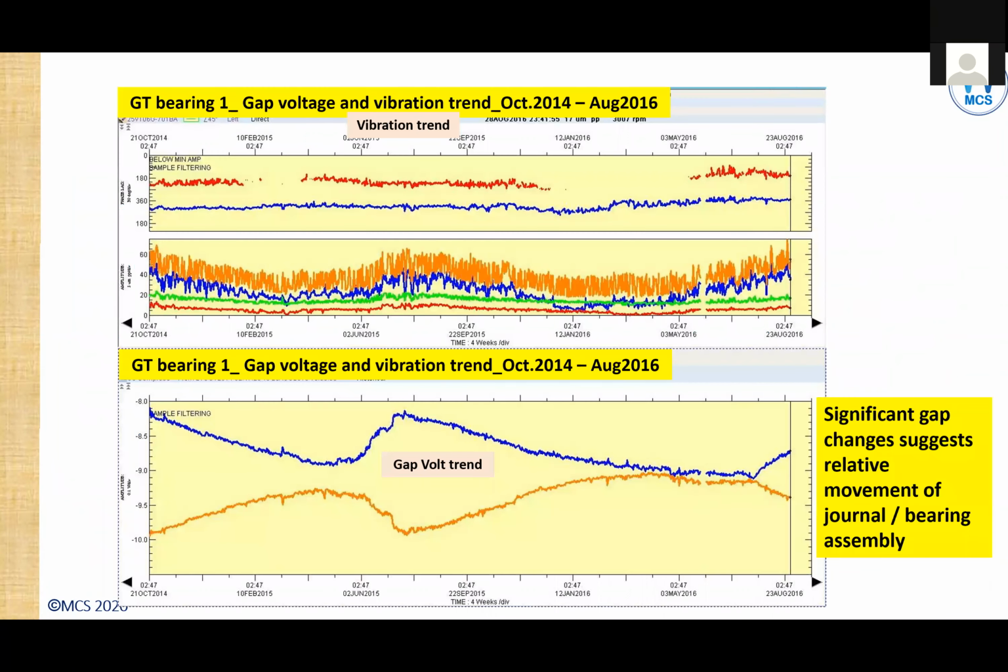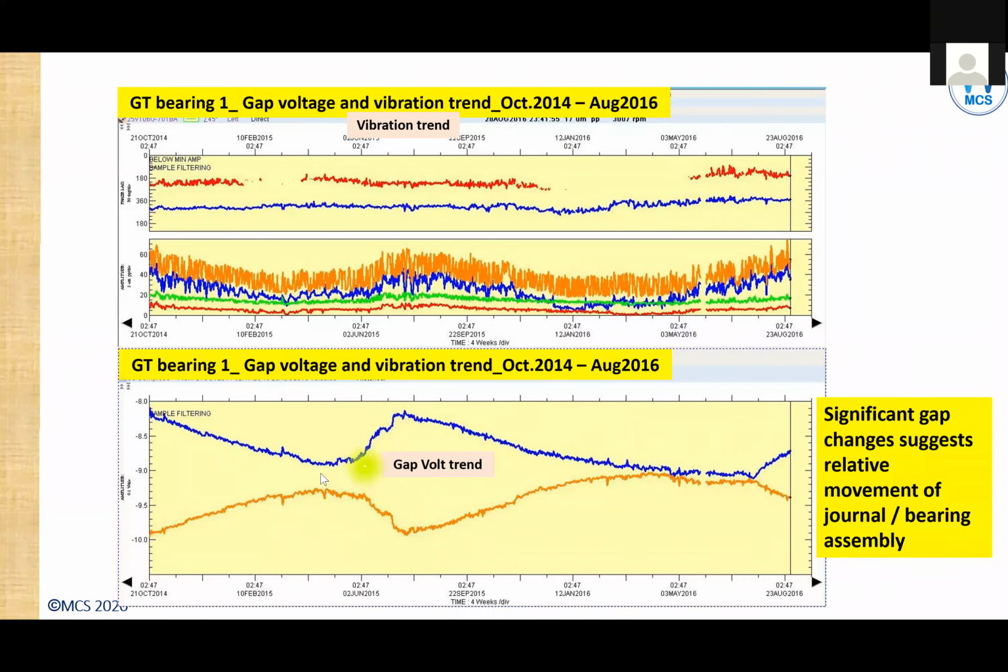This is the gas turbine bearing 1 gap voltage and vibration trend for this period. This is the vibration trend, with both probes, overall vibration and 1x vibration, shown here. And then you can see this is the gap voltage trend. This is a very strange behavior. From this instant of time, one probe is becoming more negative, and another probe is becoming more positive over a period of time. And at a certain time, this is becoming more negative, and this is moving like this.